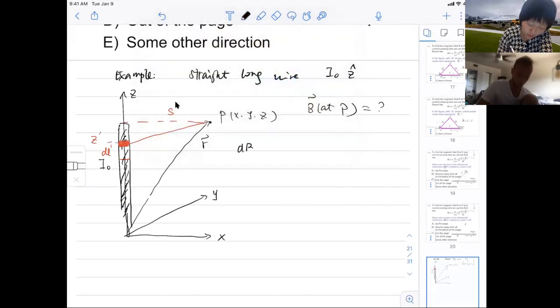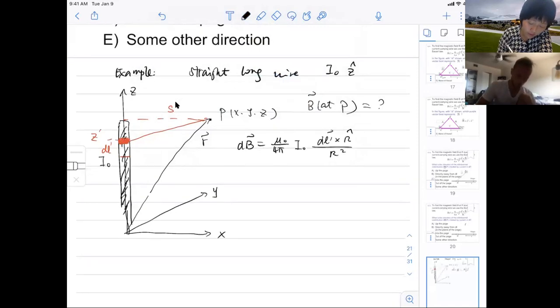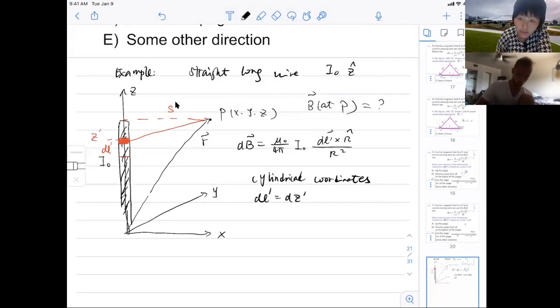So recall Biot-Savart have deduced this relationship between current and the magnetic field: mu naught over 4 pi, current I is a constant, dl cross r hat over r squared. Okay, so we're going to use cylindrical coordinates. In this case, you can see that dl is in the z direction, so dl prime I'm going to rewrite using the z prime.